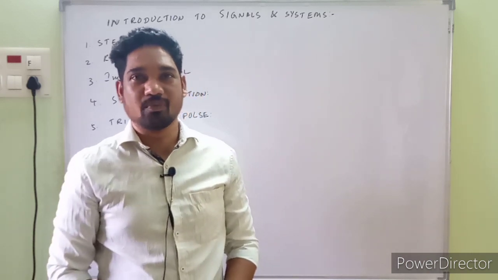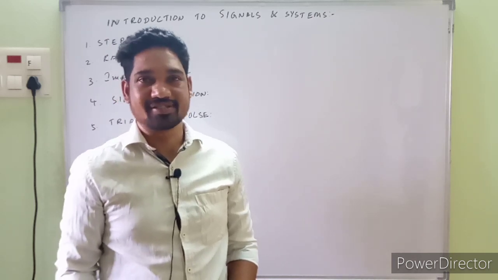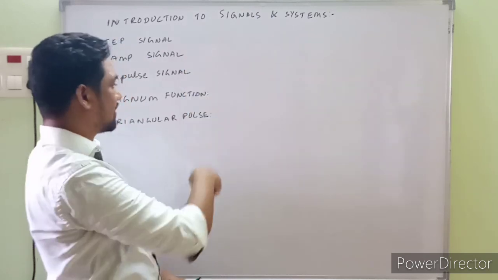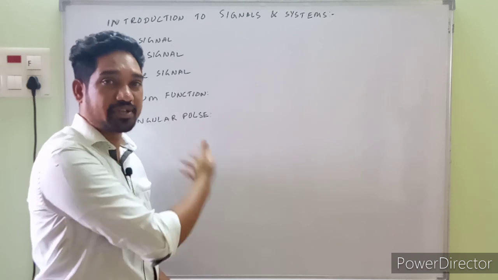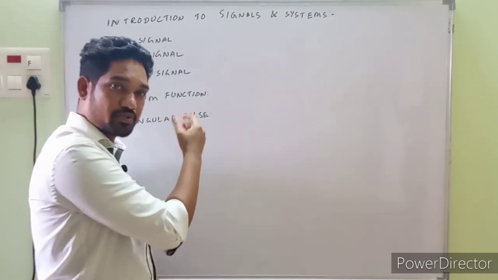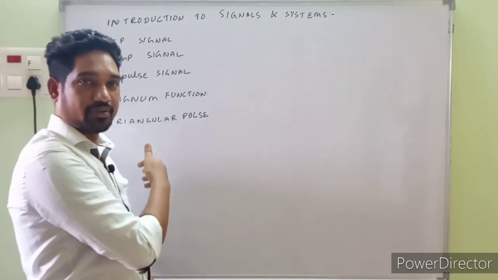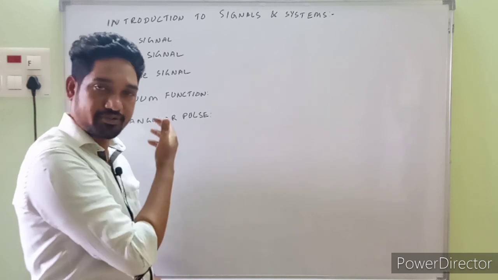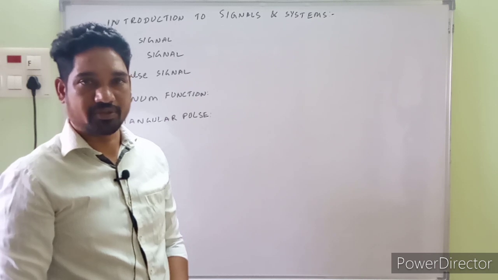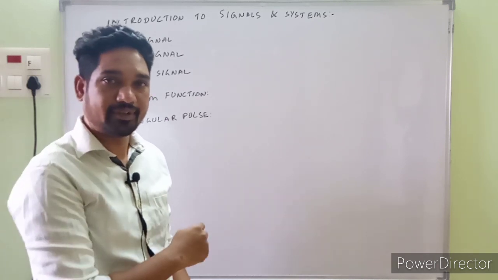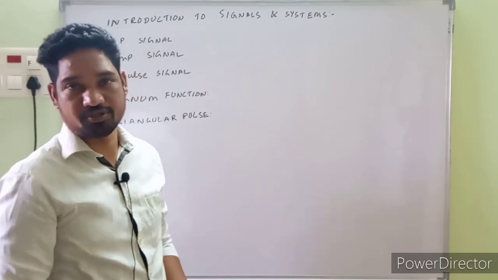For a beginner, what will we come across in signals and systems? These are the list of signals which we come across repeatedly, again and again. A lot of problems are to be solved based on these signals, right? So: step signal, ramp, impulse, signum function, triangular pulse, etc. These are the repeated signals which you come across. And how to represent them? How the graph representation is obtained, and the mathematical representation.